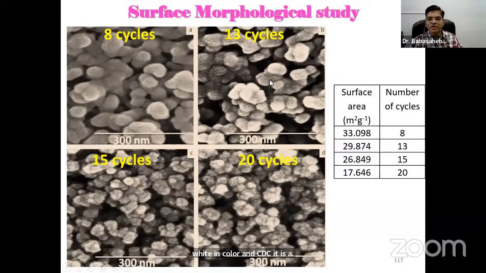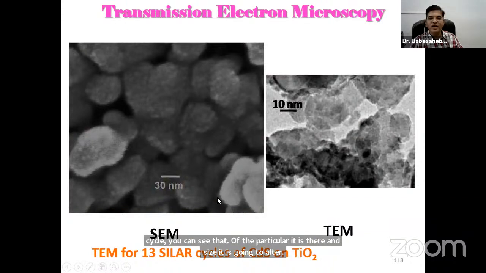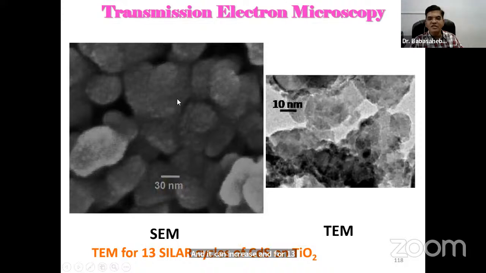And with a different variation of the cycle, we have taken an SEM image. And here you can see that the bigger ball is TiO2, and the smaller dots are the CdS nanoparticles, or you can say quantum dots. With increasing cycles, you can see agglomeration of the particles, and the size is going to alter, and it can increase. And for 13 cycles, just to get an idea, here the bigger ball is TiO2.